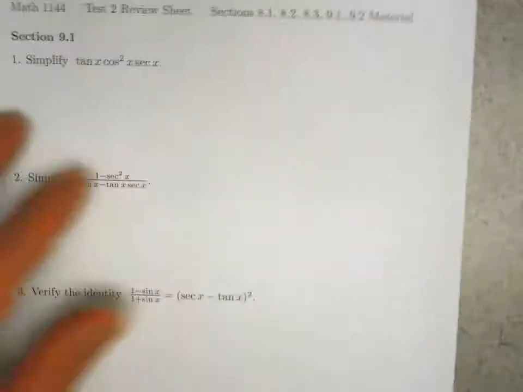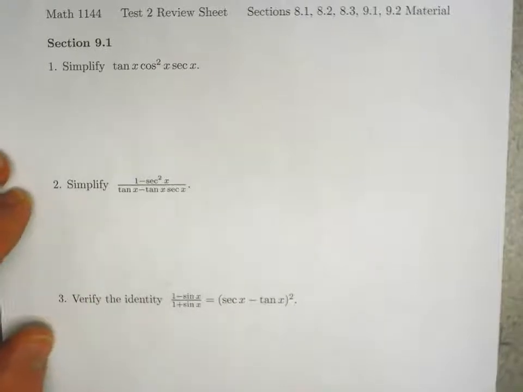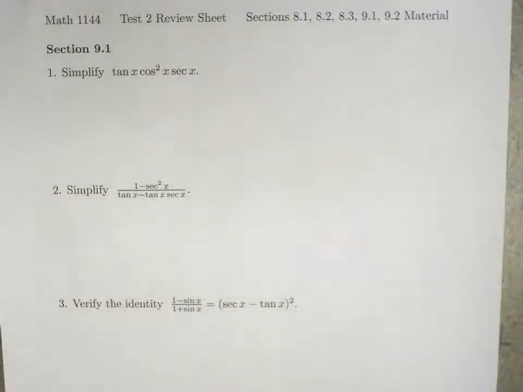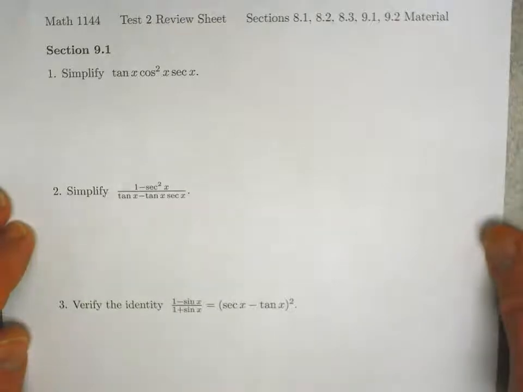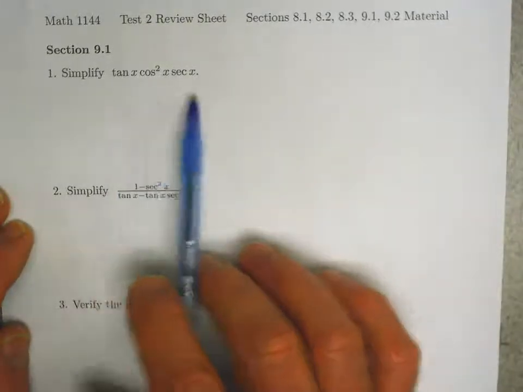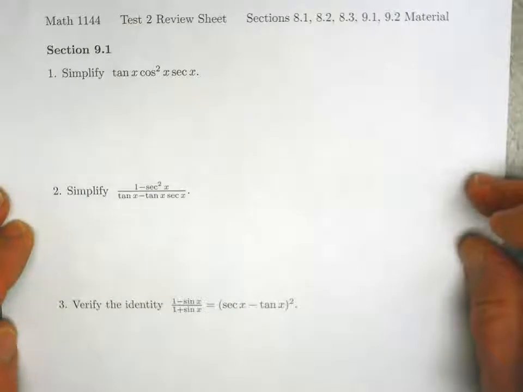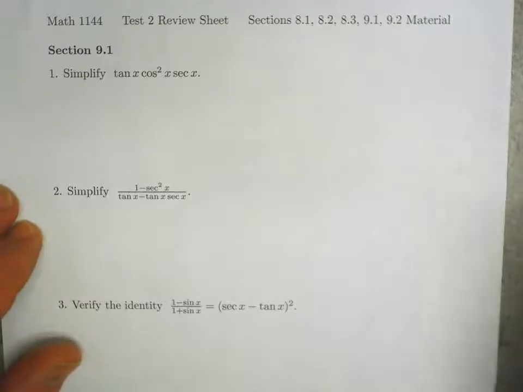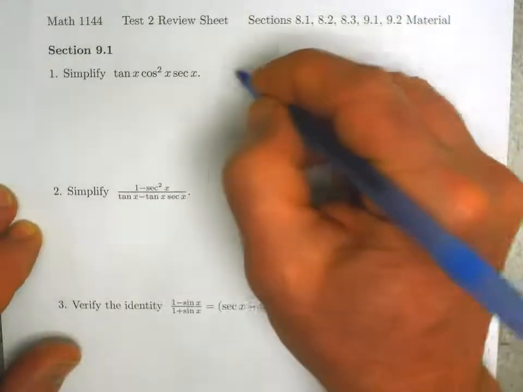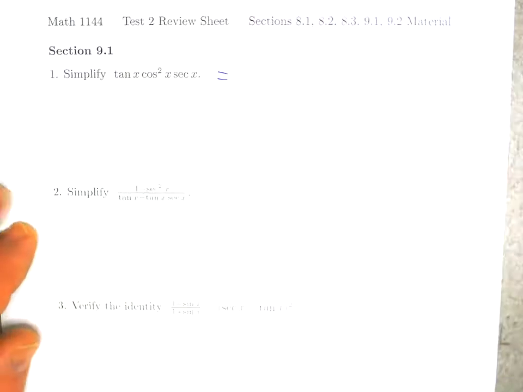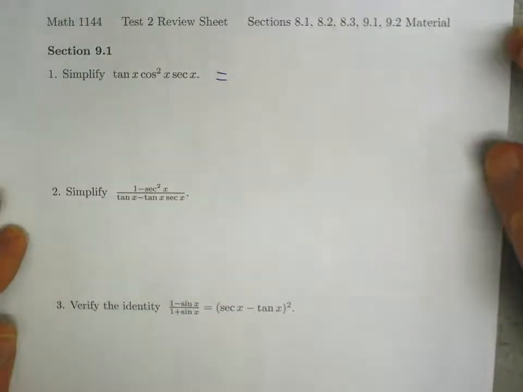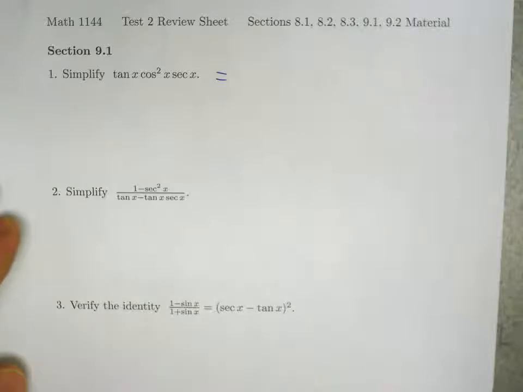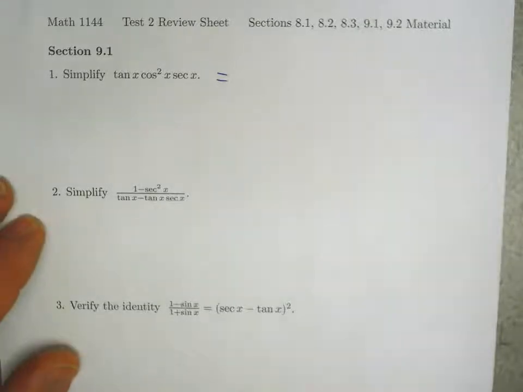Okay, now we'll get into Chapter 9 material to review. Okay, so this one, simplify the expression. This is not an equation, it's just an expression. Tangent of x times cosine of x squared times secant of x. So usually, whenever possible, convert things into cosine and sine, then you'll see what to do.